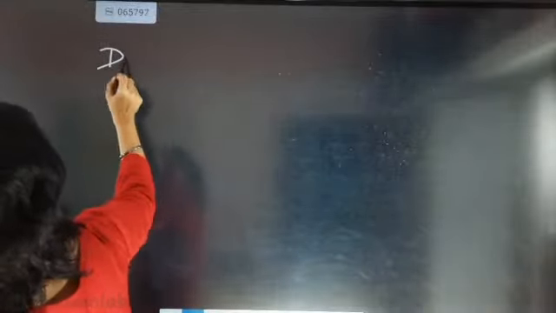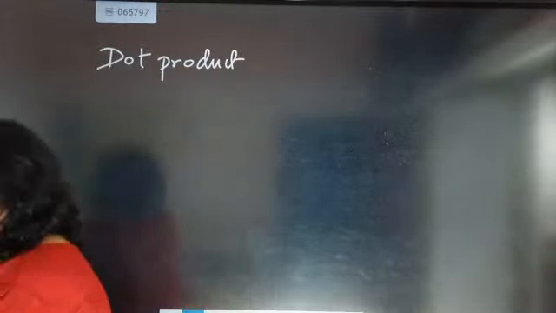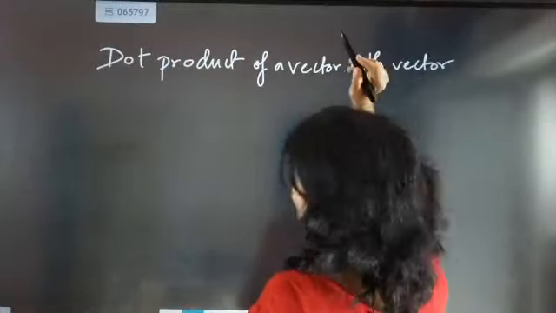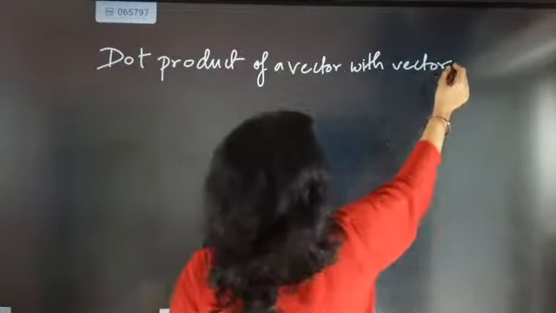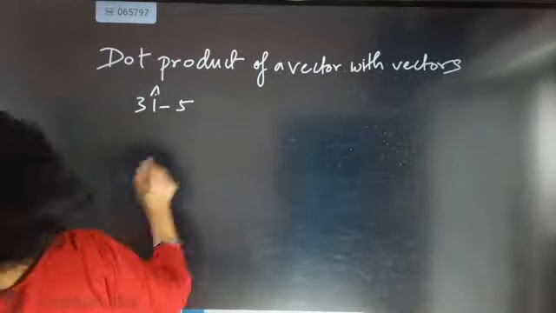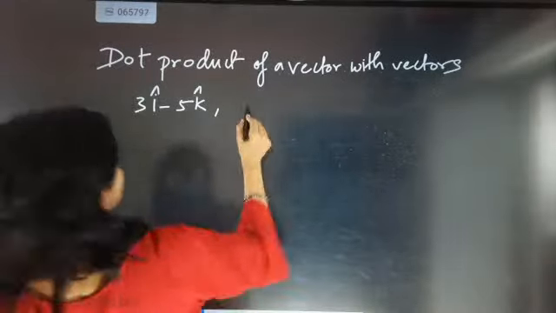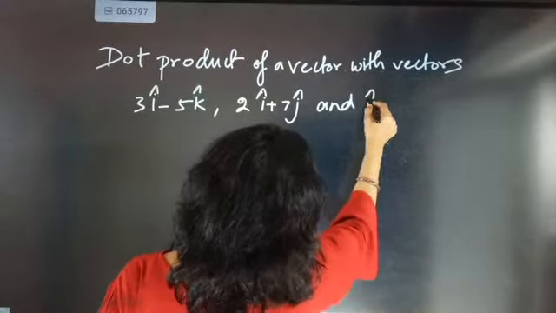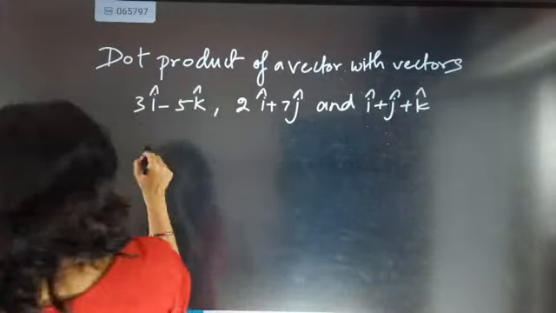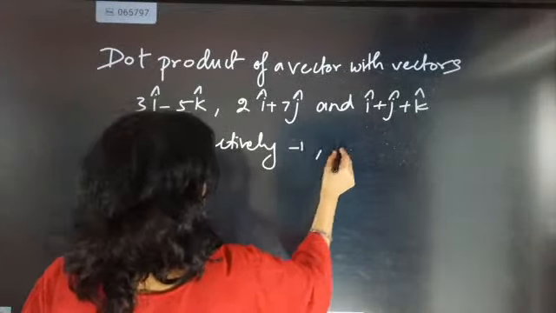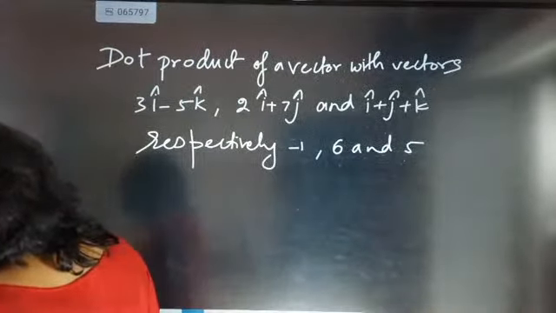Dot product of a vector. If a question like this comes in one place and creates a problem, this is what happens. Dot product of a vector with vectors 3i cap minus 5k cap, then 2i cap plus 7j cap, and i plus j plus k respectively are -1, 6 and 5. Find the vector.